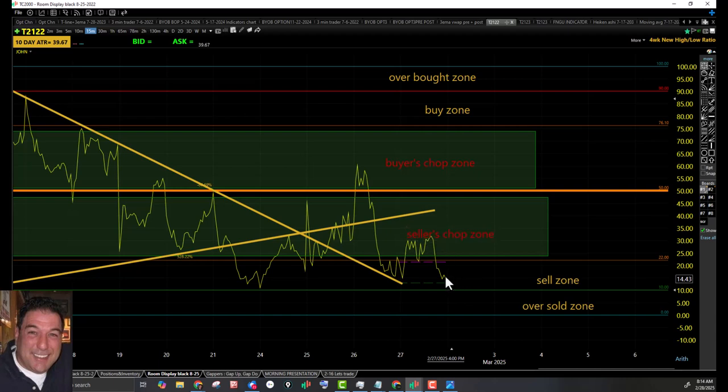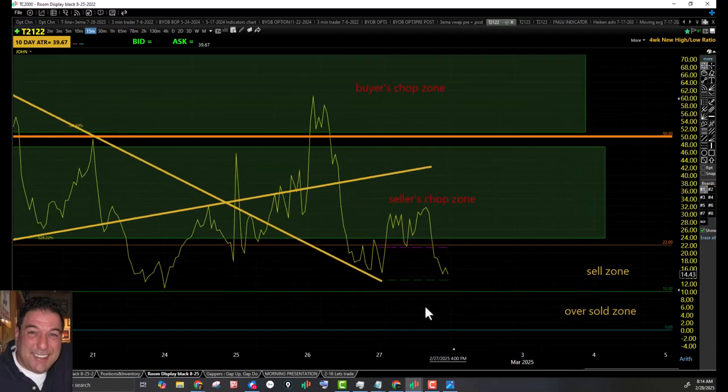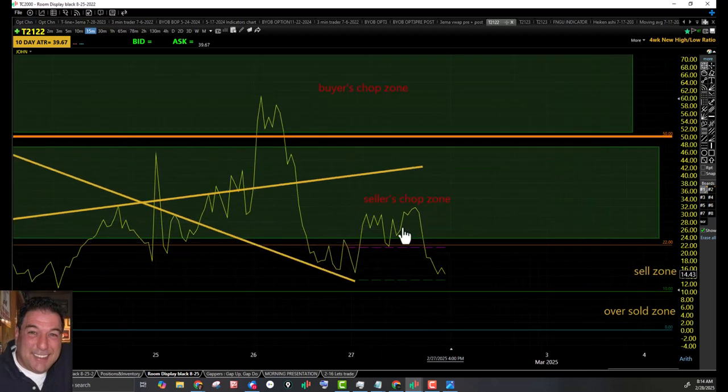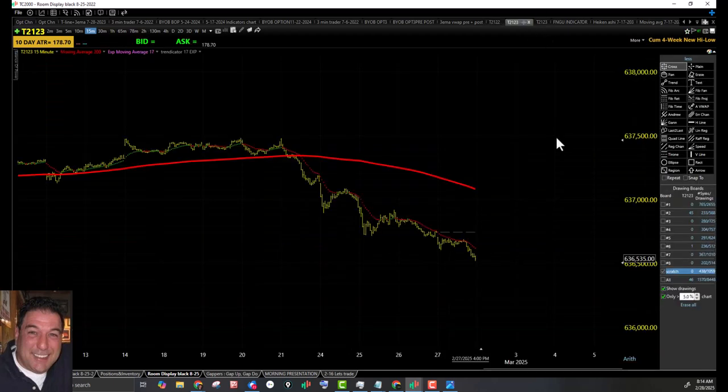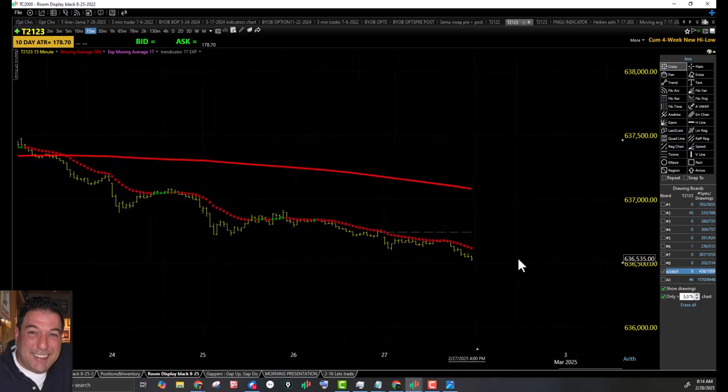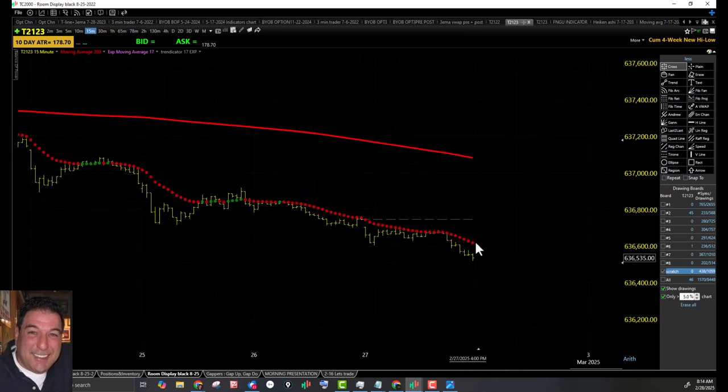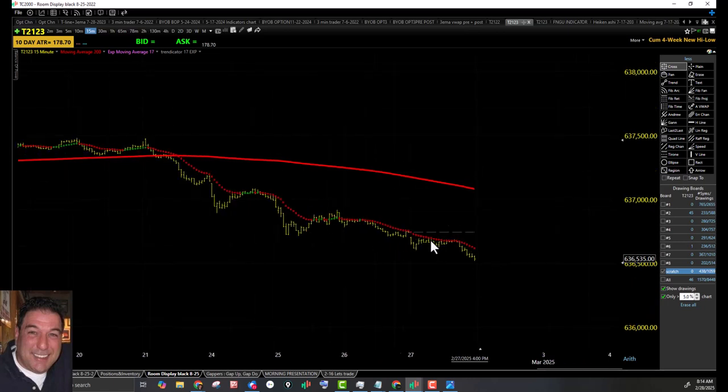If this keeps up, I think next week we find ourselves in the oversold zone if they continue to move price lower. You can see we spent a lot of the day up here in the seller's chop zone, and then we fell out of bed right here back into the sell zone. T2123, just selling from the beginning of the day to the end of the day, red from the opening candle all the way to the end of the day.